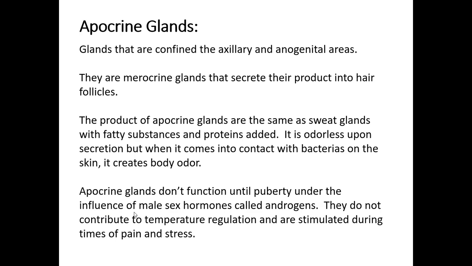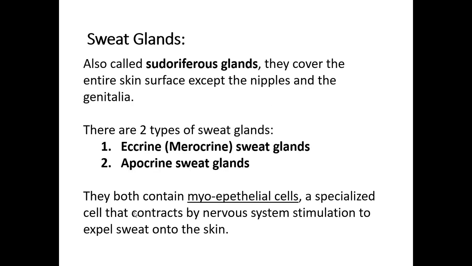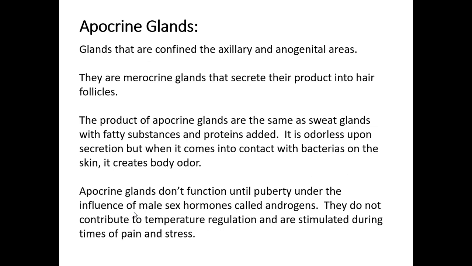So let's move on. Apocrine sweat glands are glands that are confined to the axillary or anogenital areas. So when we talked about eccrine glands, we said they're located everywhere on the body except on your nipples and your genitalia. That's because the apocrine glands are located there. They are another type of merocrine gland in that they secrete a product onto their hair follicles. The products that are produced by these are similar to sweat, but they have fatty substances and proteins that are also added.